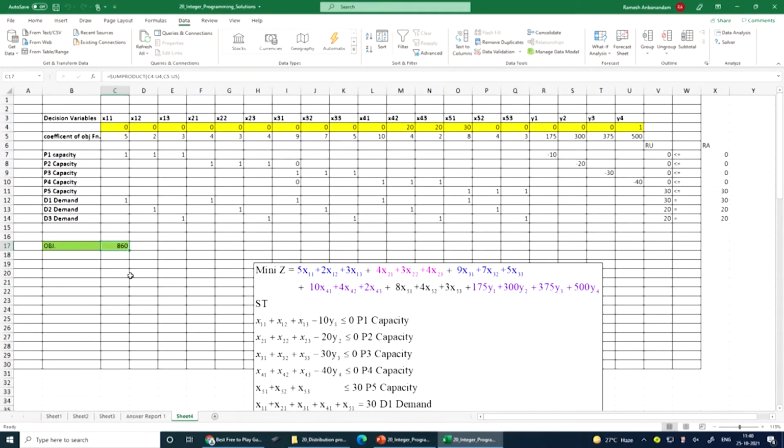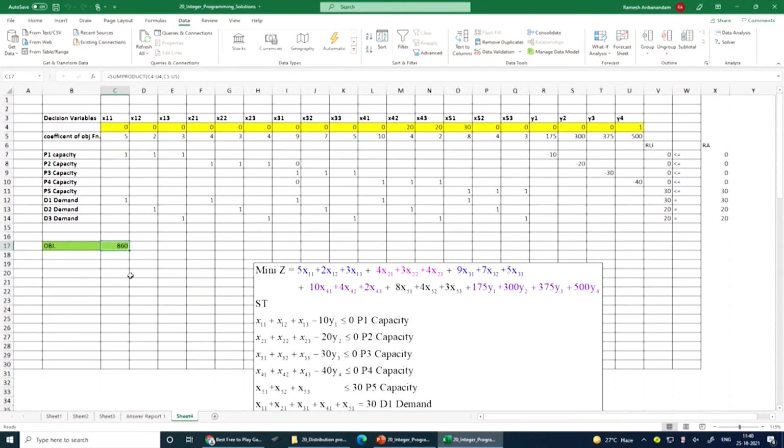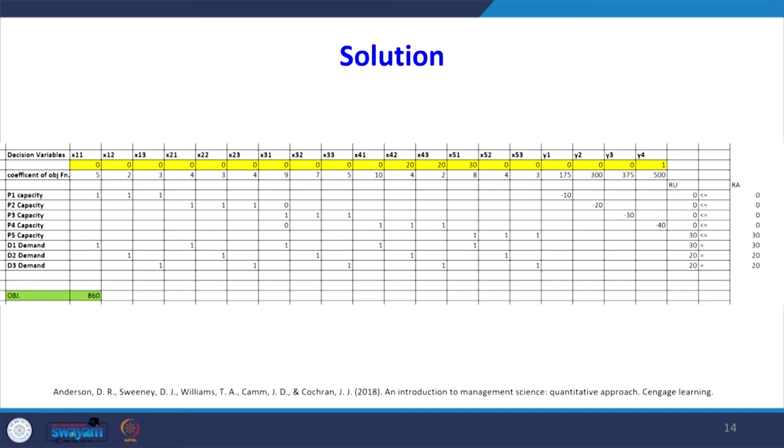Now I will interpret this result in my presentation. The value of x42 is 20, x43 is 20, x51 is 30. So which plant is opened as per this solution? Only plant 4 is getting selected. Out of the 4 plants we proposed, we are selecting only 1 plant to satisfy the current demand.